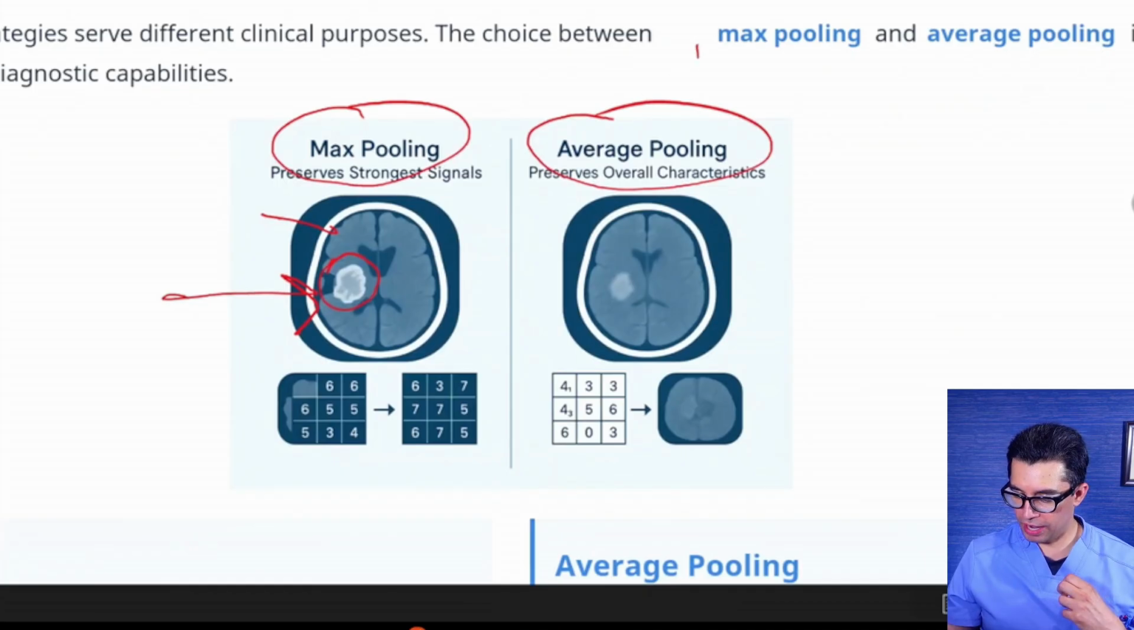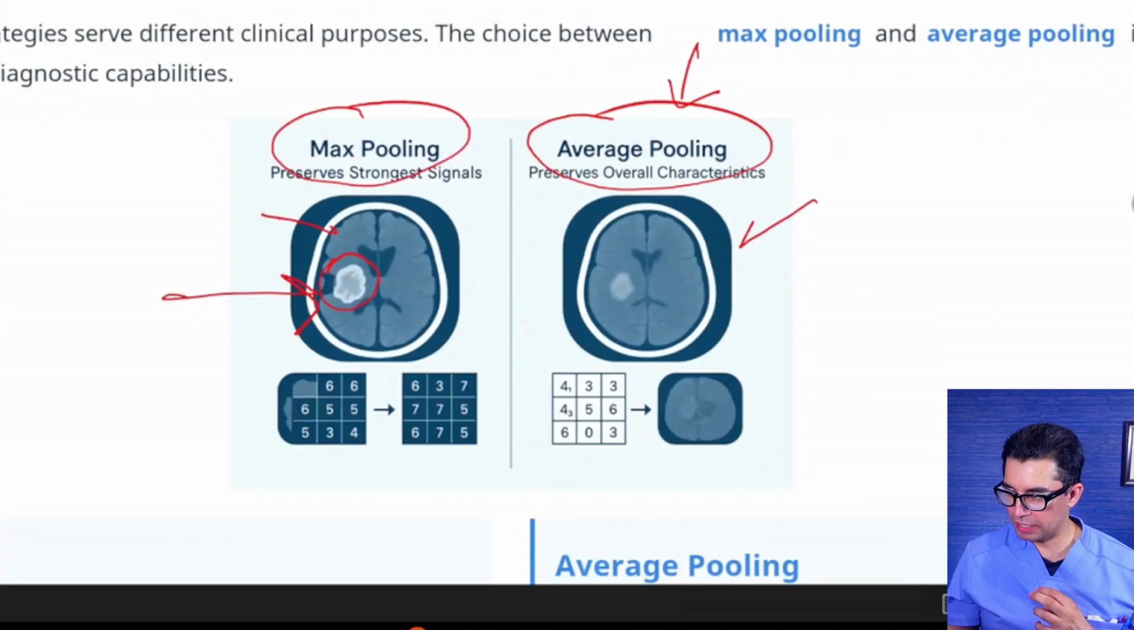Now, then you have average pooling, and instead of picking up the highest value, average pooling calculates the average of all the values within that window. And this ends up giving a generalized summary of the information in that area. For example, in medical imaging, average pooling might be used to understand the overall tissue density. As you can see, the image is not as sharp and the colors are not as prominent.